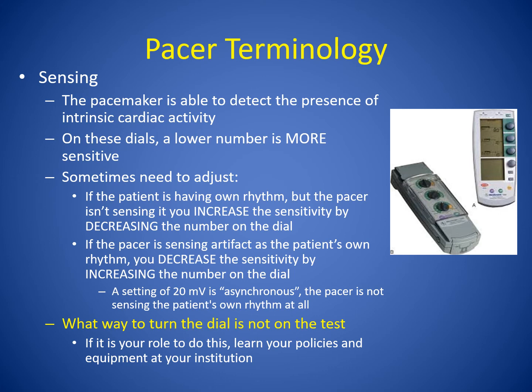So with sensing, the pacer is able to detect the presence of intrinsic cardiac activity. To increase sensitivity, you actually decrease the number. For example, a setting of 2 millivolts is more sensitive than 5 millivolts. And we'll use kind of like a fence analogy for sensitivity. Sensitivity is a fence standing between the pacemaker and what it needs to see.